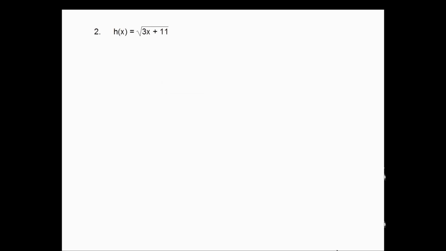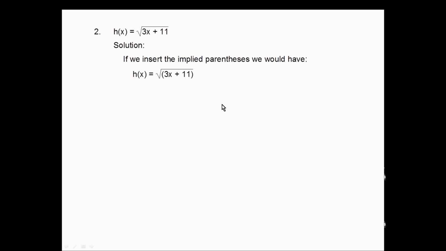Number 2, I have h of x is equal to the square root of 3x plus 11. Okay, this one has the implied parentheses. The graphing calculator makes you put 3x plus 11 in parentheses. So if we insert the implied parentheses, we would have the square root of, in parentheses, 3x plus 11. So now I have a function inside parentheses, 3x plus 11, and a function outside parentheses, the square root of x. So g of x is 3x plus 11, and f of x is the square root of x.